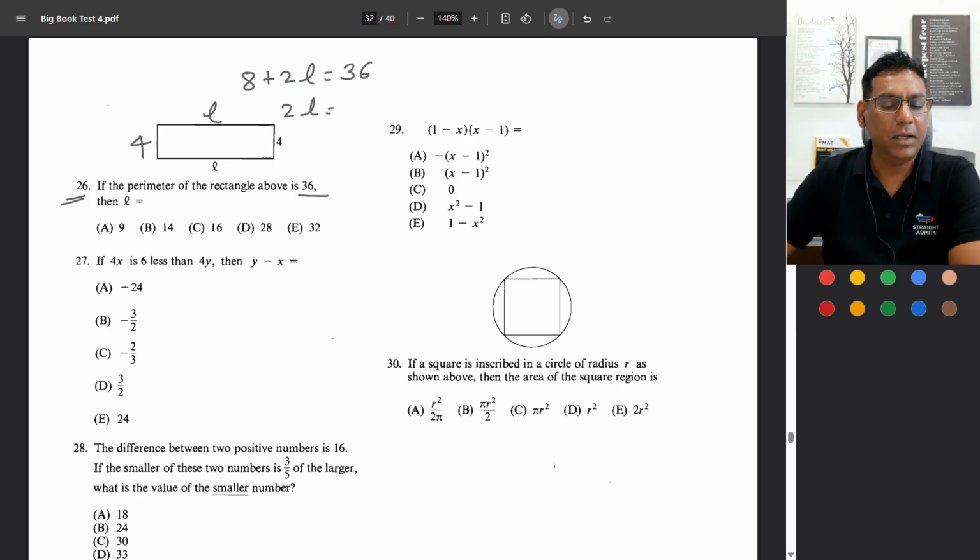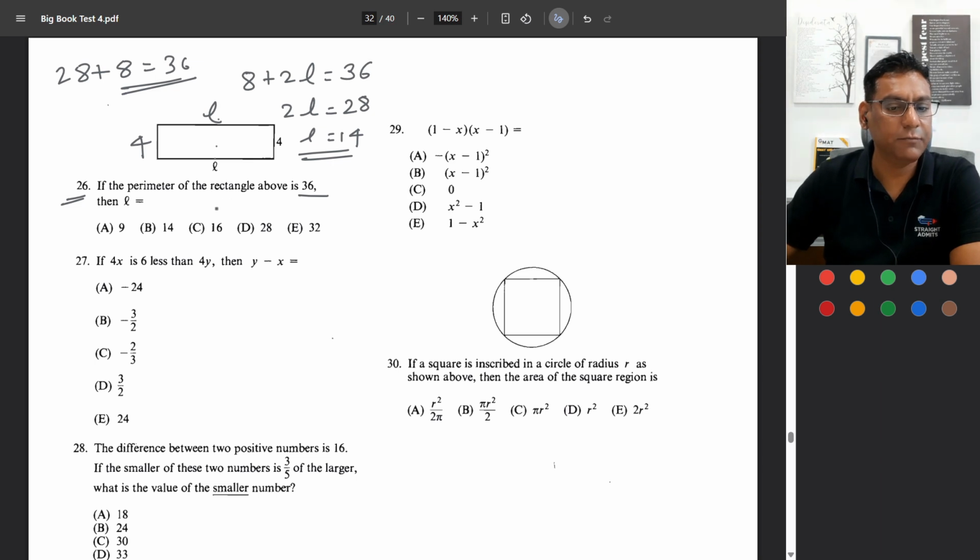That means 2L is going to be 28. L is going to be 14. Correct? Is that correct? If L is 14, so this is 14 plus 14, 28, plus 4 plus 4, 8, 28 plus 8 is 36. Okay, I'm verifying. I got the correct answer. Length is 14. L is equal to 14. Answer choice B. Pretty easy.